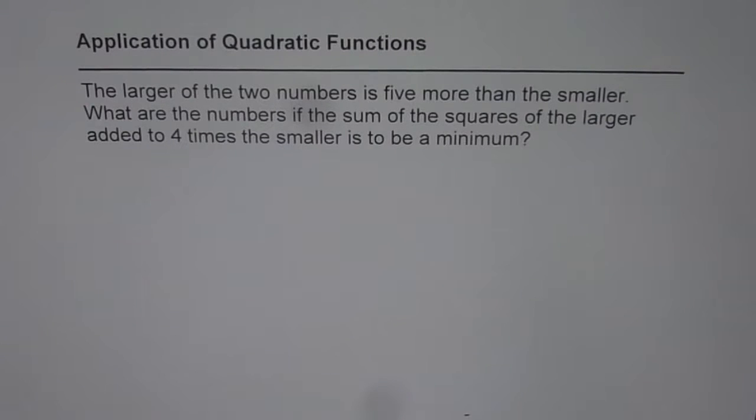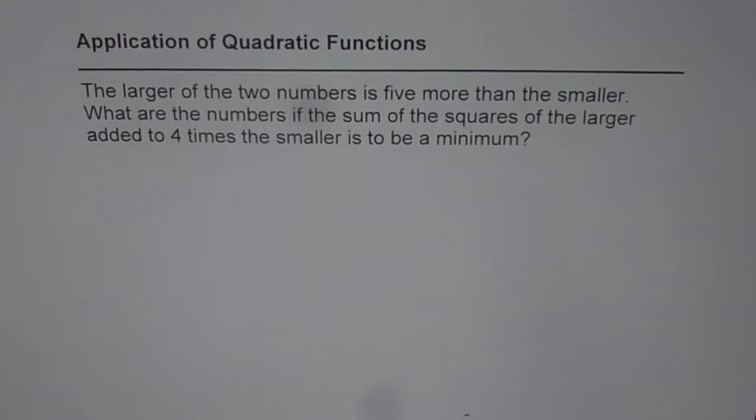The larger of two numbers is 5 more than the smaller. What are the numbers if the sum of the squares of the larger added to 4 times the smaller is to be a minimum? Now I'll provide you a solution to this, probably two different solutions, and then it's all up to you. You can adopt either one of them to solve such questions.